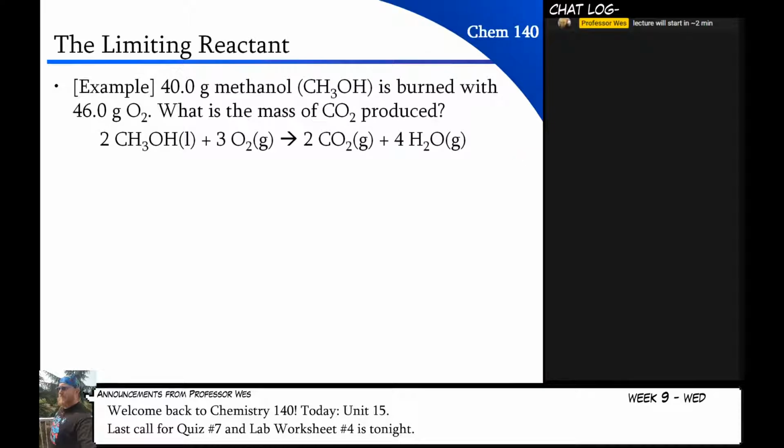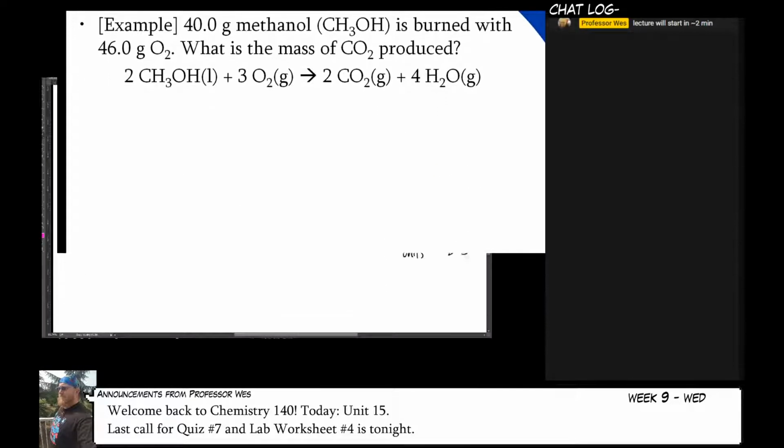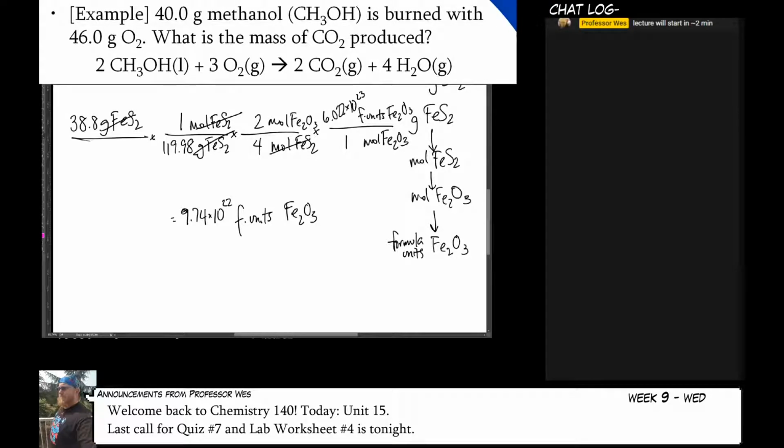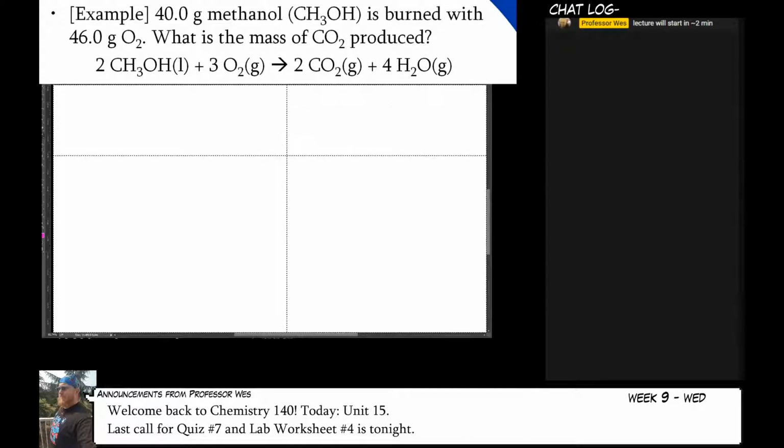So for this first example, we're going to take 40 grams of methanol and burn it with 46 grams of oxygen. How much CO2 is made, and which substance will run out, which is the limiting reactant? So let's do that. I've already balanced the equation for you.